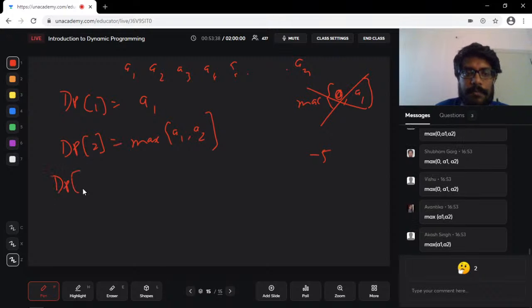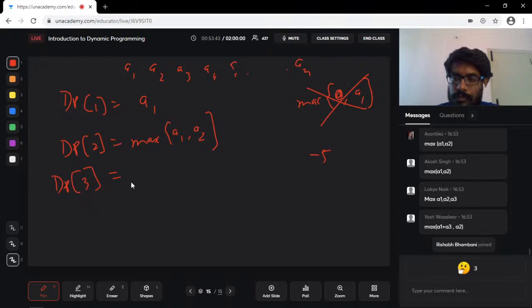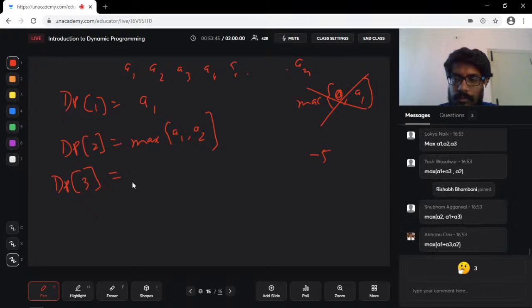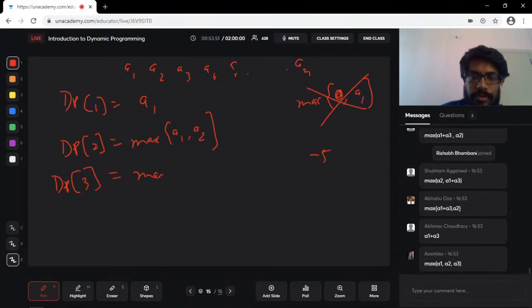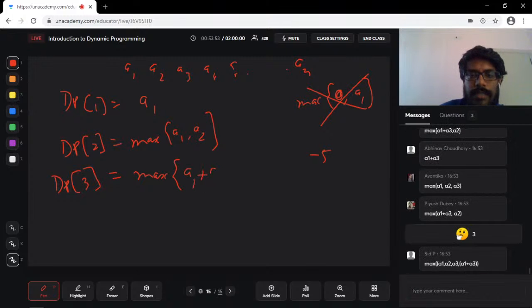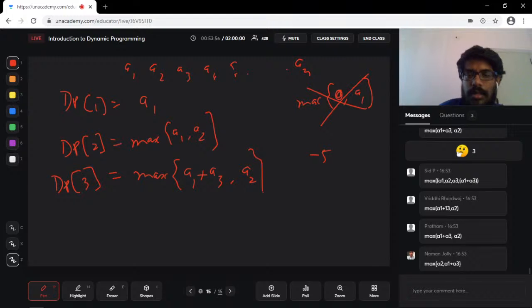What is dp of 3? Correct. So it's max of a1 plus a3 comma a2. Why is this? I have just a1, a2, and a3. If I'm picking a2, then of course I can't pick either of a1 or a3. So that's just a2. If I'm not picking a2, I might as well pick both a1 and a3 because it's a valid subset. So it's a1 plus a3 or a2.